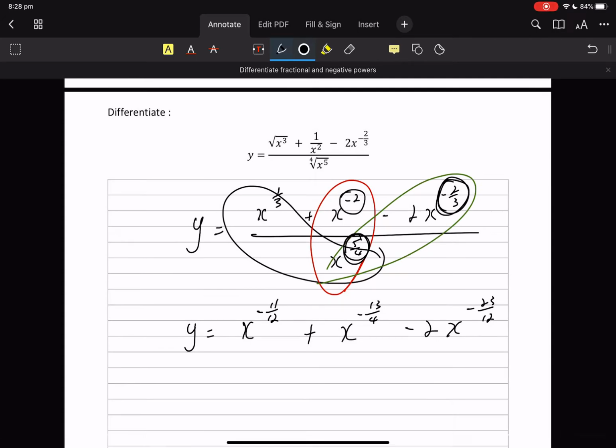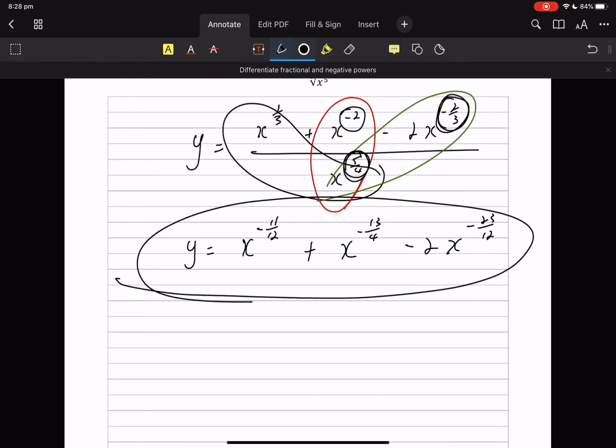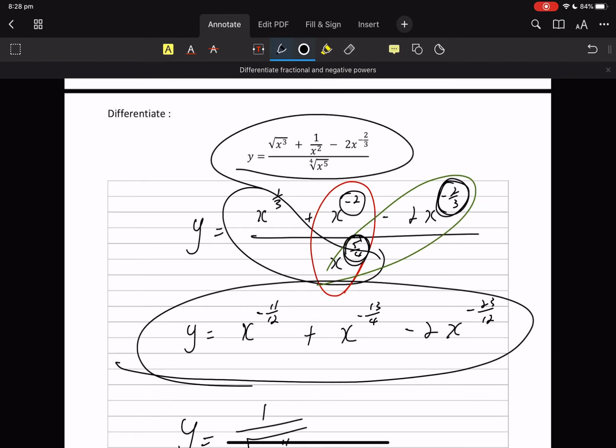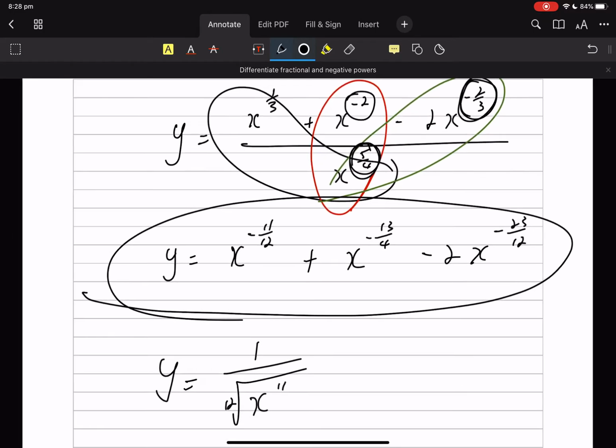You know, I can't be really bothered to change that. That would be y equals 1 on x to the 11, and it's going to be the 12th root. It's not really about that. This video is to show you it doesn't really matter how hard it looks. Don't be put off. It's just index laws and then applying that really, really simple formula.